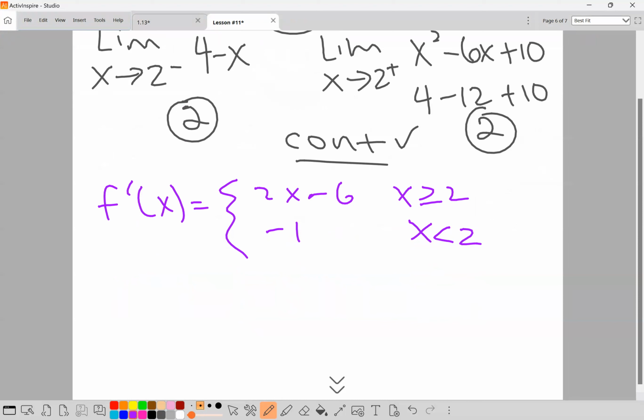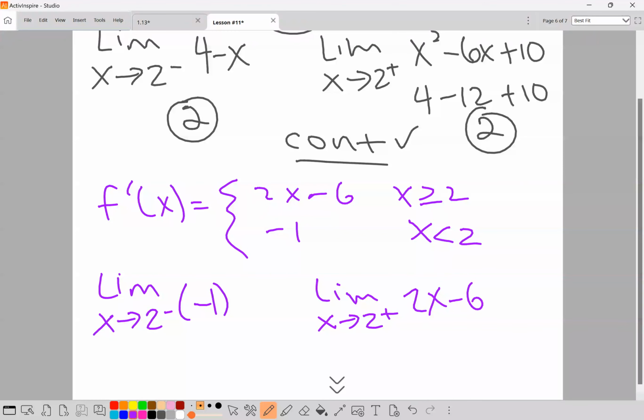We're testing to see if the function is differentiable. So let's plug this in. Limit as x approaches 2 from the left. The only thing I can plug in on the left is this negative 1. And then the limit as x approaches 2 from the right is 2x minus 6. When we plug 2 into the left-hand limit, there's nowhere to plug it in, so we end up with negative 1. When we plug into the right-hand limit, 2 times 2 gives us 4, and 4 minus 6 is negative 2.